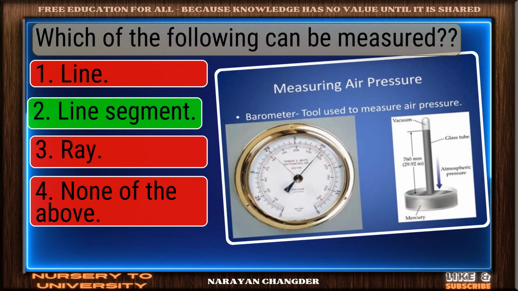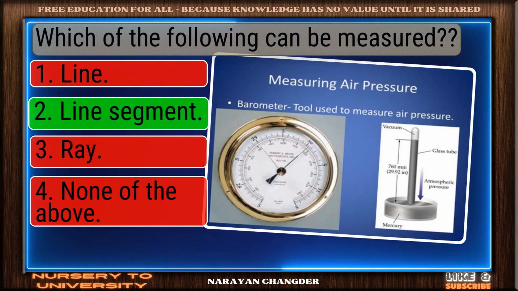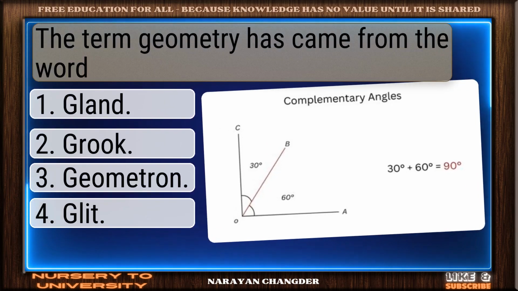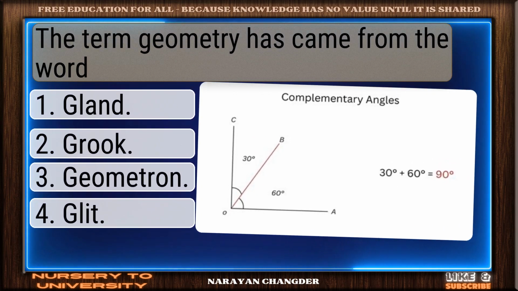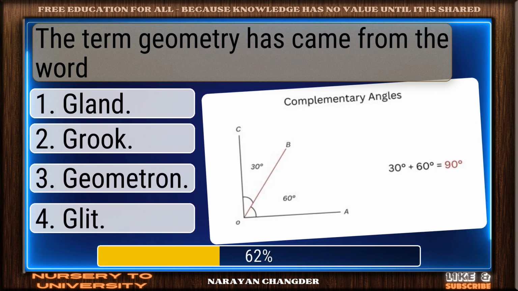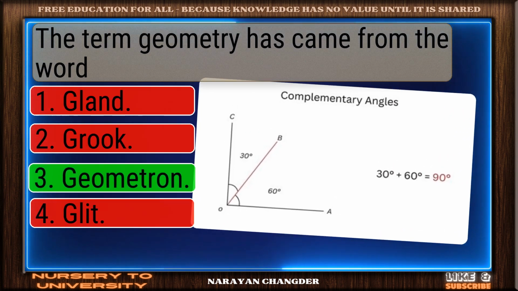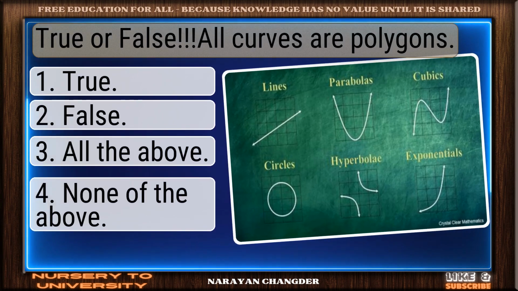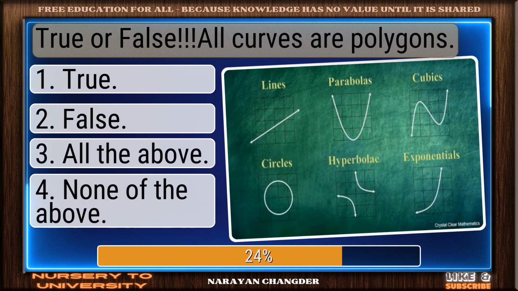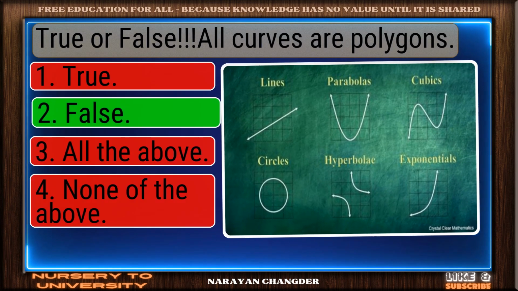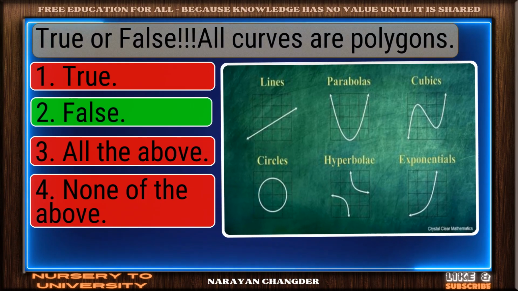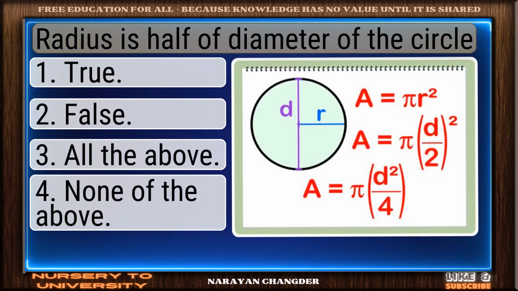Great job. Line segment is the accurate answer. The term geometry has come from the word... Excellent. Geometron is a brilliant choice. True or false? All curves are polygons. You're right. False is the correct answer.